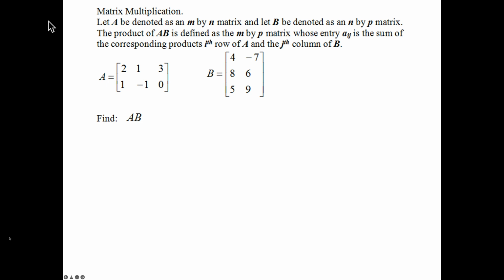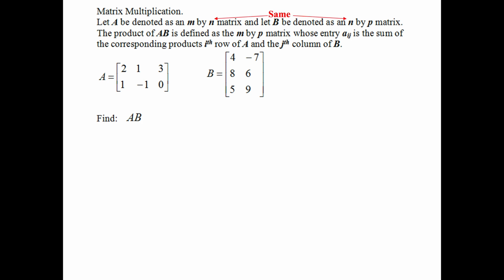Okay, welcome to matrix multiplication, our second part of our video here in 8.4. If you read the definition, let A be denoted by an m by n matrix and let B be denoted as an n by p matrix. The product AB is defined by the m by p matrix whose entry a sub ij is the sum of the corresponding products of the ith row of A and the jth column of B. A what? Let me explain.